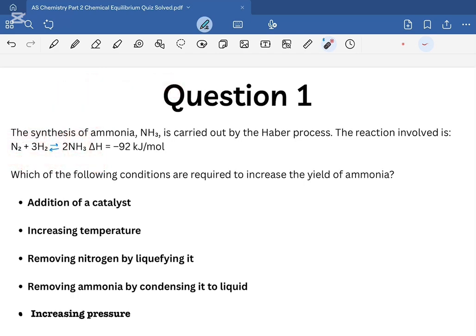So the only correct conditions that increase the yield of ammonia are removing ammonia by condensing it to liquid and increasing the pressure.